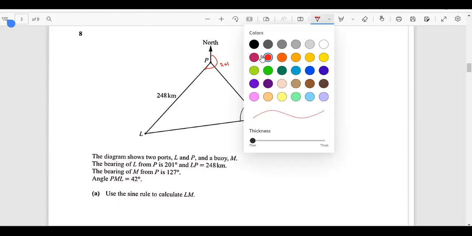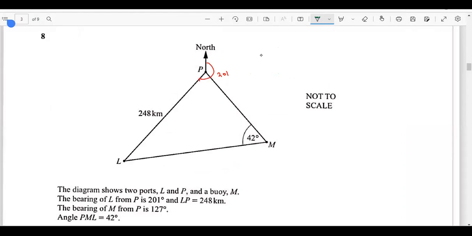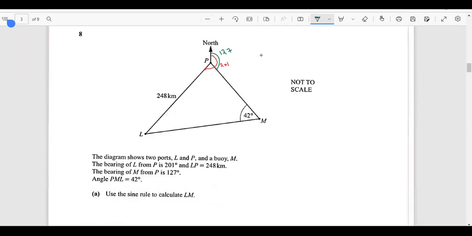The bearing of M from P is 127. So which angle is 127? This angle, the green one, is 127. Okay, let's zoom out. And PML is 42 degrees. Use the sine rule to calculate LM. Now we need to calculate LM, this length basically. So can you guys try this question out? I'll wait for 2 minutes, and if you're not able to do it, then I'll do it.